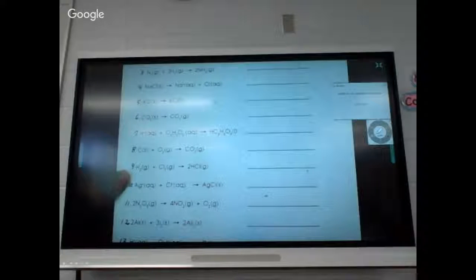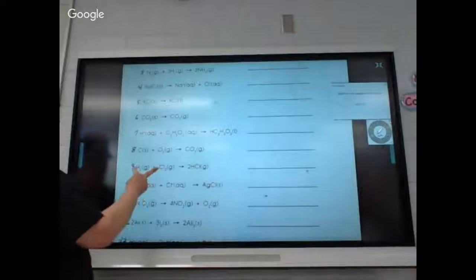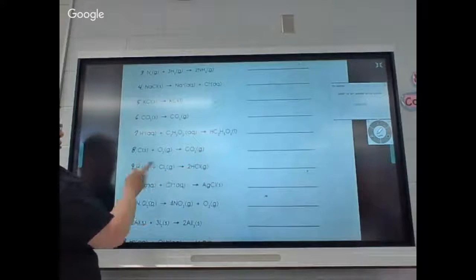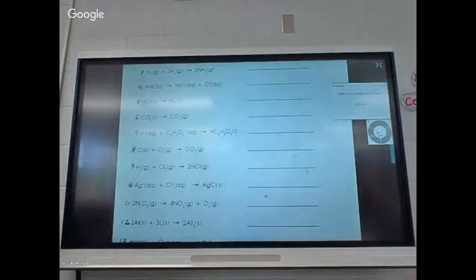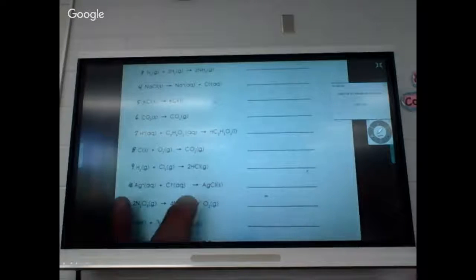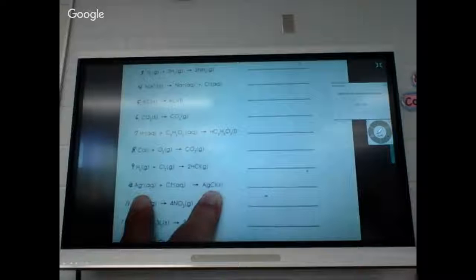Number 9, these are all gases. How many moles are here? 2. 1 plus 1 is 2, and 2. So you can't say increase or decrease. You can say no effect there. From there, number 10, you have aqueous to a solid. Decrease.